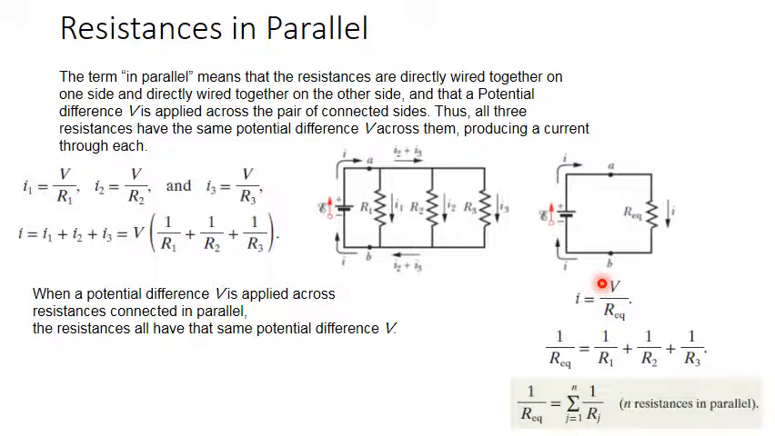So in this case, V over R equivalent equals V multiplied by 1 over R1 plus 1 over R2 plus 1 over R3. Or in other words, 1 over R equivalent equals 1 over R1 plus 1 over R2 plus 1 over R3. Or generally, we can say for n parallel resistances, 1 over R equivalent is the summation of 1 over Rj, where j goes from 1 to n, where n is the number of parallel resistances. So this is the rule for the equivalent resistance of parallel resistors.